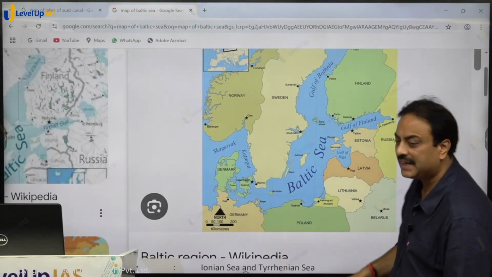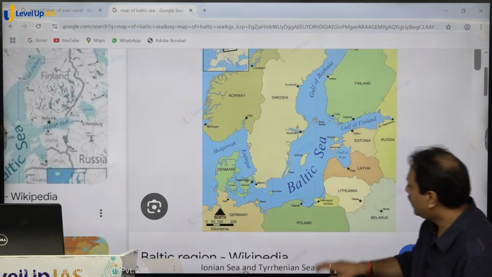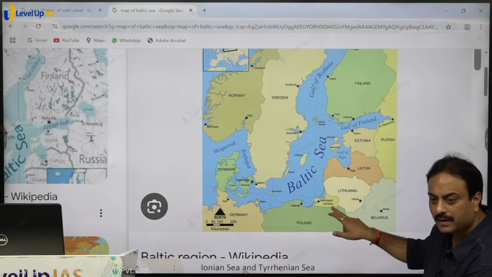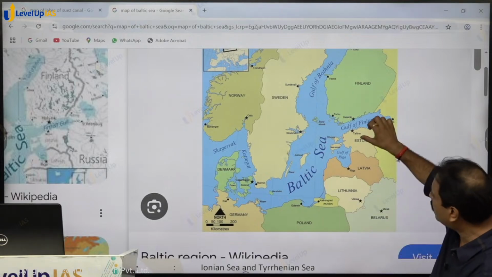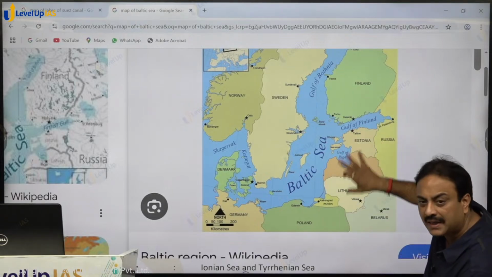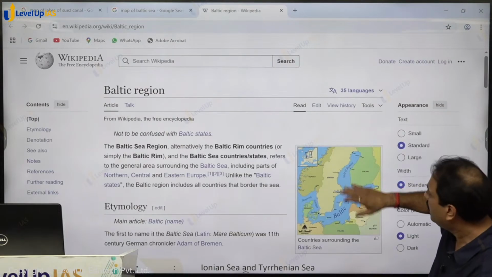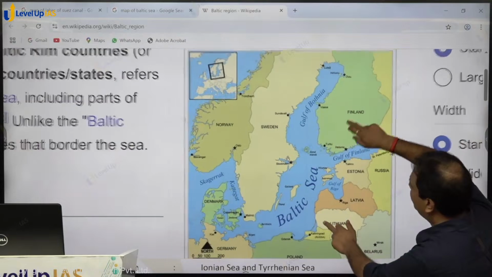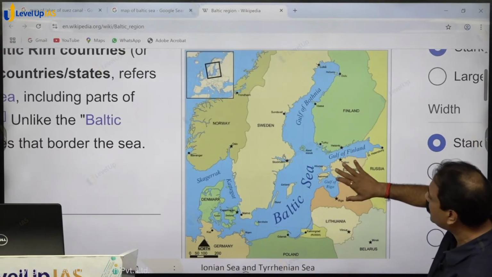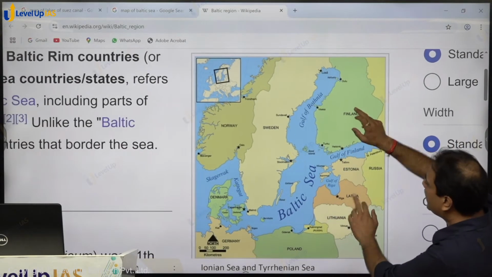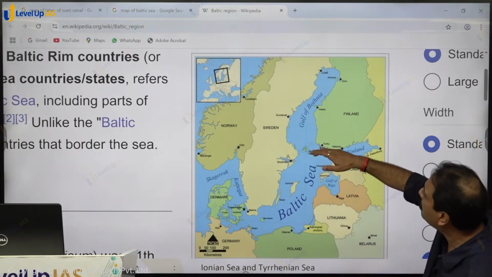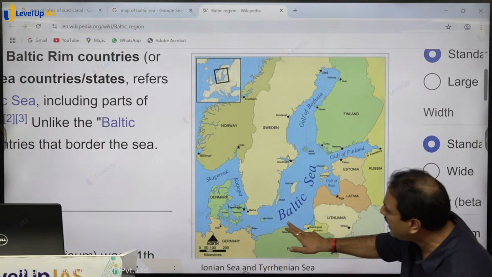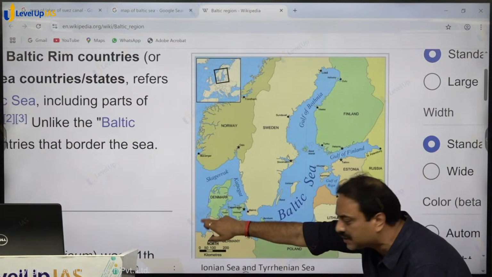See here, this is the Baltic Sea. Russia is having its coastline over here. Estonia, Latvia, Lithuania, these are called Baltic states, north to south. Northern part of Baltic Sea, Gulf of Bothnia over here, Gulf of Finland over here. Baltic Sea is connected to North Sea. This one is North Sea over here.